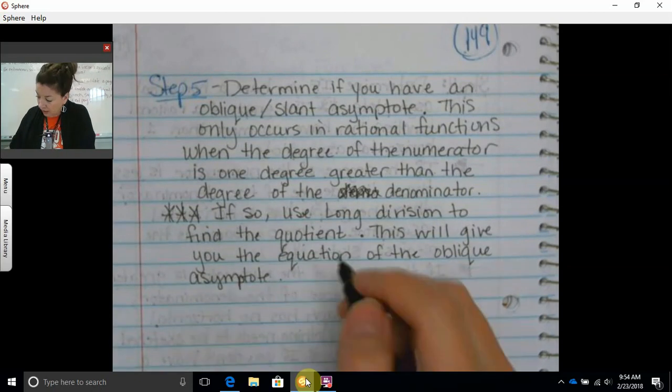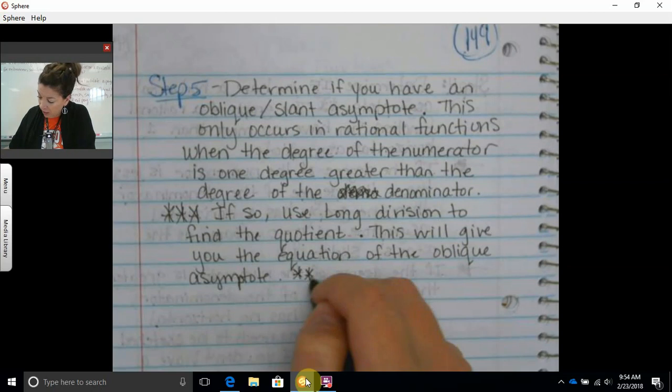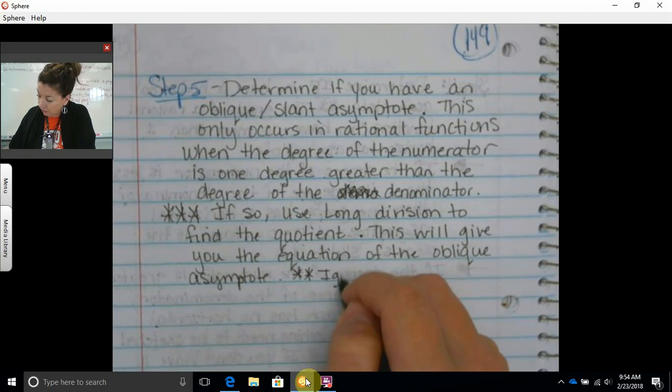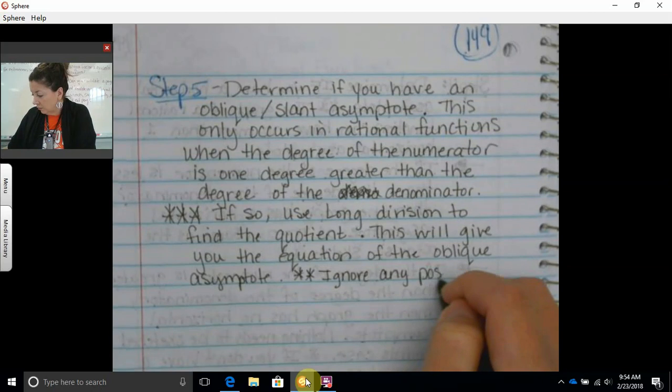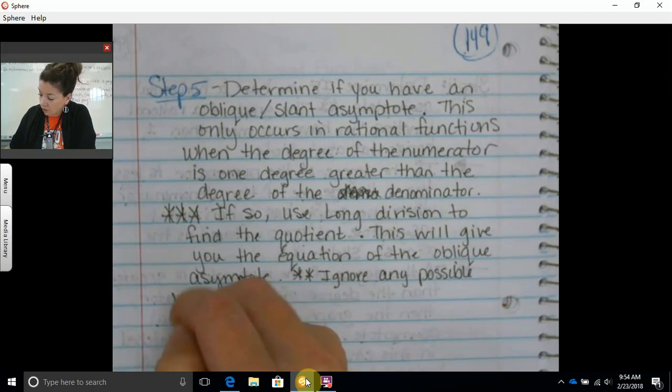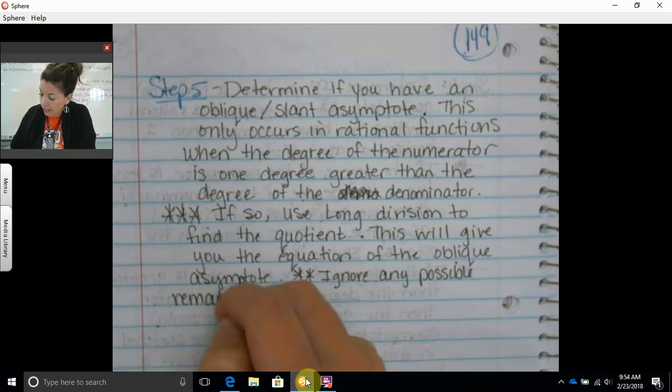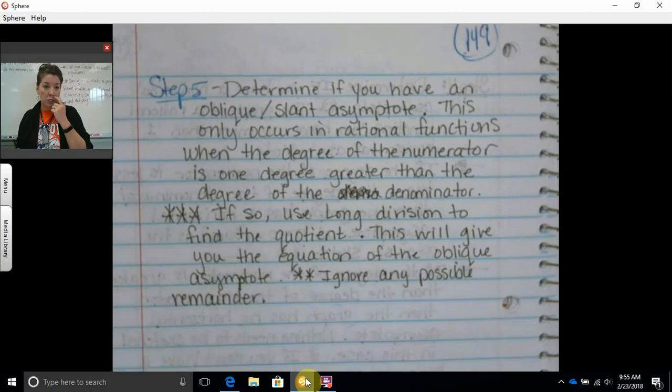And important to note, ignore any possible remainder. So if you do get an oblique asymptote and you have to do long division, the quotient is going to be the equation of your asymptote. It's going to be a line. If you have a remainder when you do that long division, you just ignore that part. Okay? So it doesn't affect anything when it comes to your oblique asymptote.